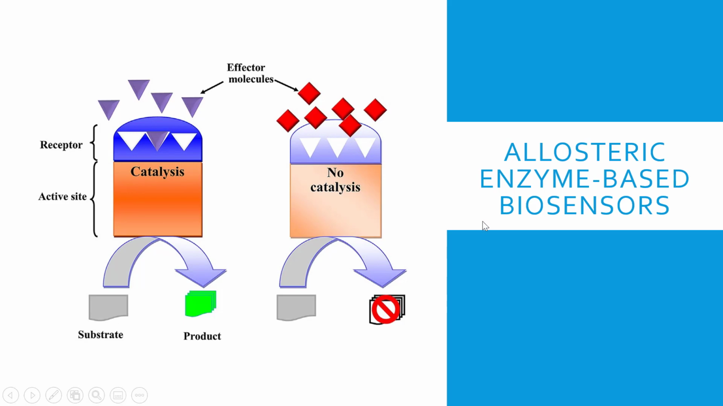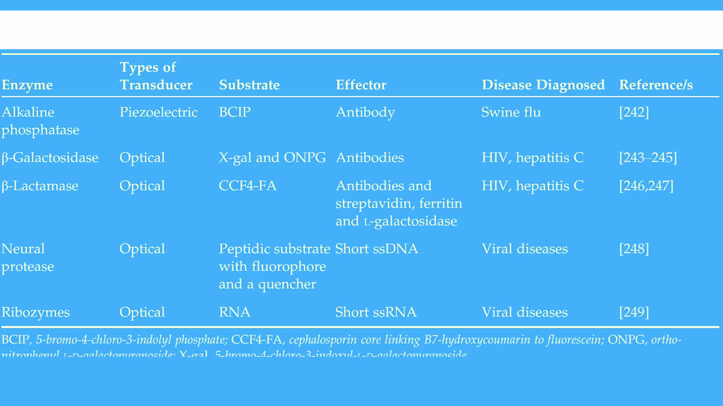Regarding different allosteric enzymes as biosensors, this table gives you an overall picture of various allosteric enzyme-based biosensors. For example, we can take beta galactosidase. What is the function of beta galactosidase? It catalyzes the hydrolysis of lactose to glucose and galactose. So lactose is converted into glucose and galactose. For this type, they are using an optical transducer biosensor. And here, for this product conversion, substrate analogs are present, which are XGAL and ONPG.